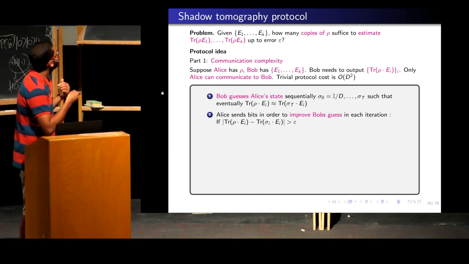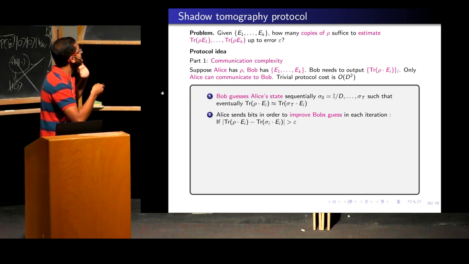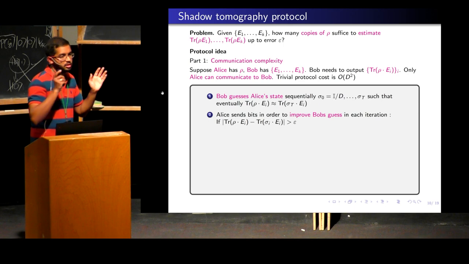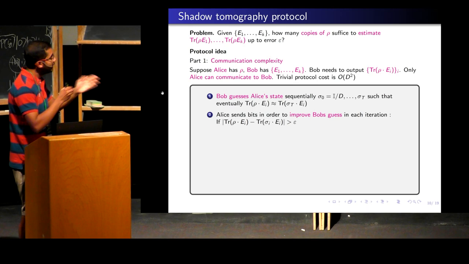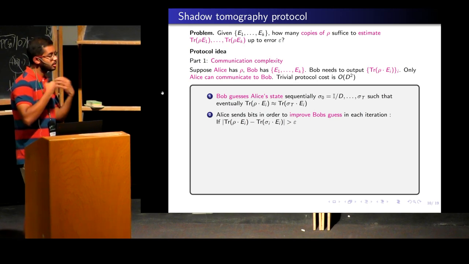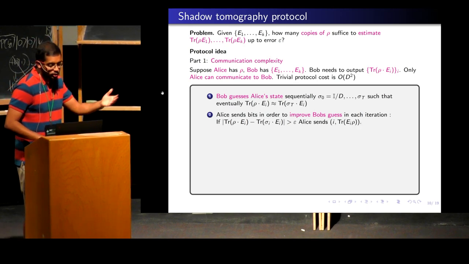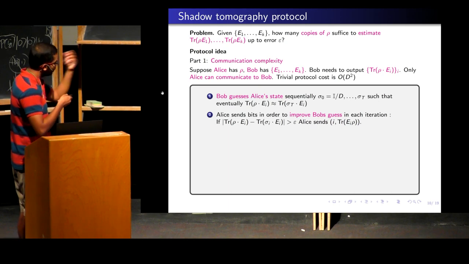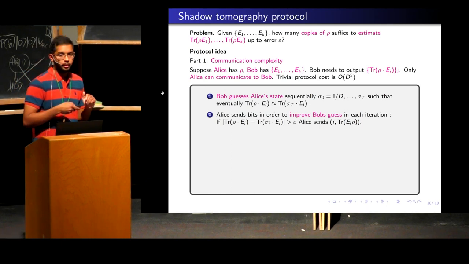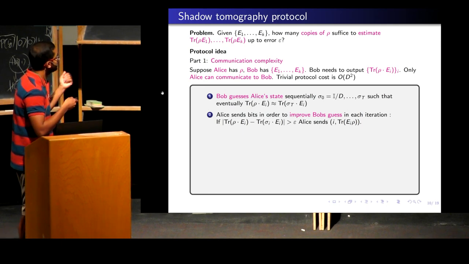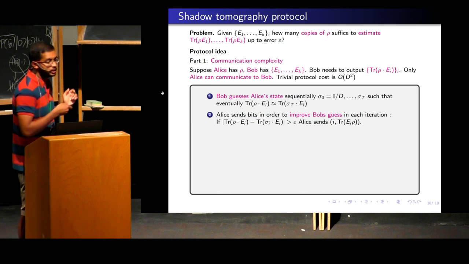Recall, the goal was for Bob to output an epsilon approximation of this. So let's assume there is an i for which Bob's guess is bad. When he begins, he has sigma 0. Let's assume the trace of sigma 0 times E1 is much farther from trace of rho times E1. So Alice just says, look at E1. Your guess of what my state is is very far away from the true value. So she tells him, I will send you i. This is the i for which your current guess is not doing a good job. She sends him i, comma, trace of rho times Ei. And she can do this because she knows Ei explicitly. She knows rho as well.